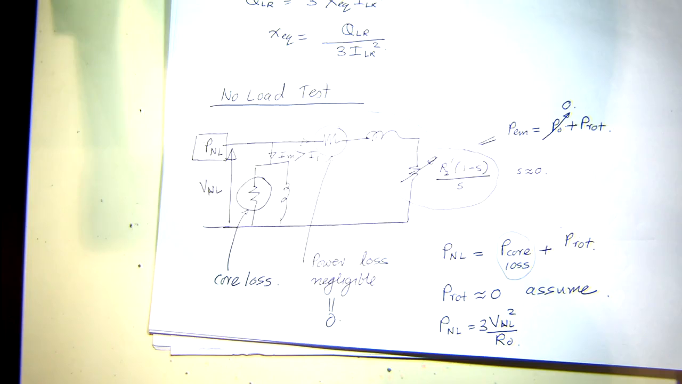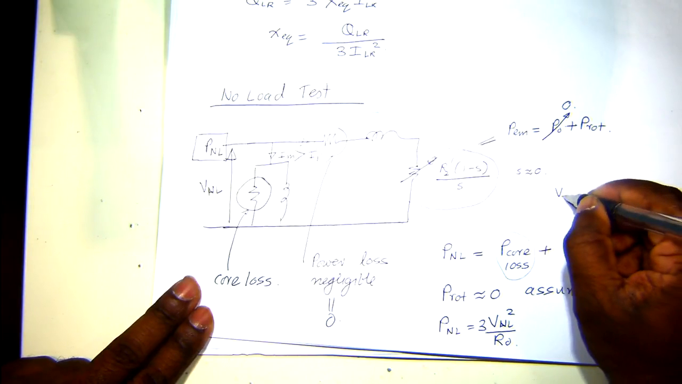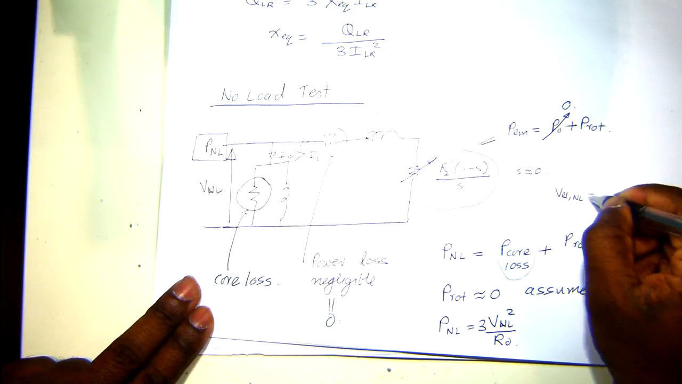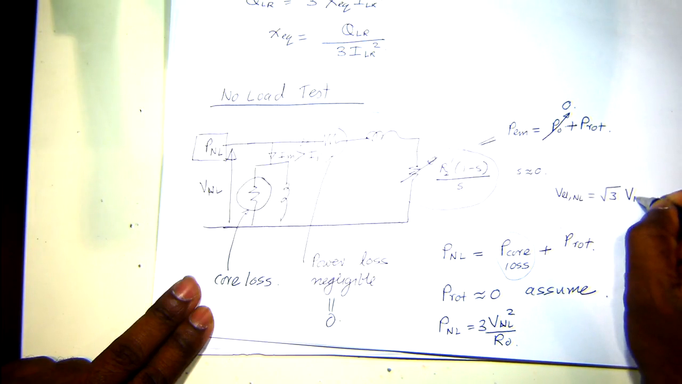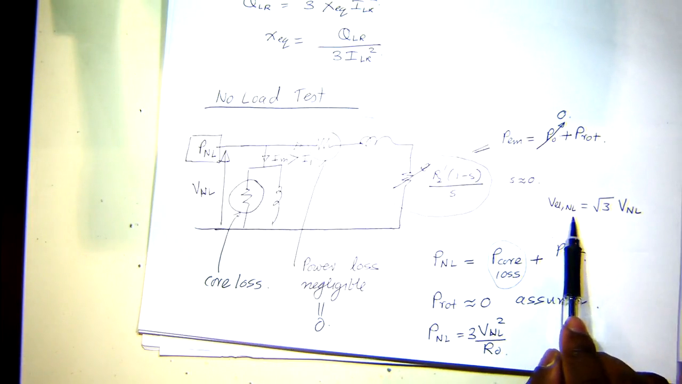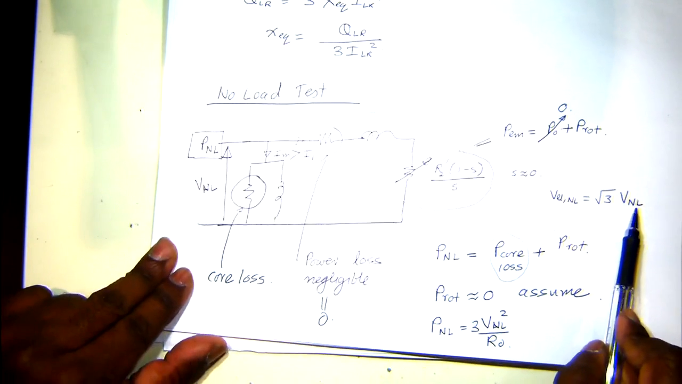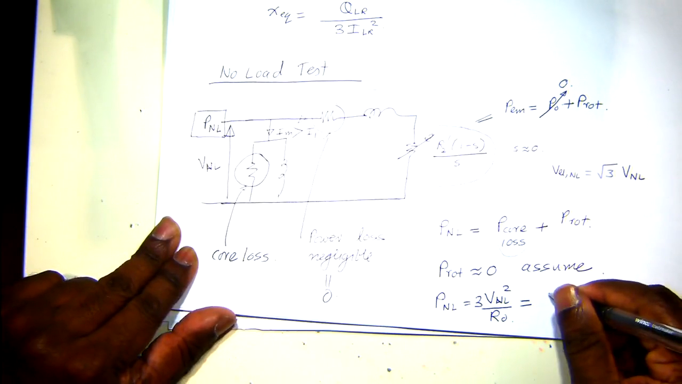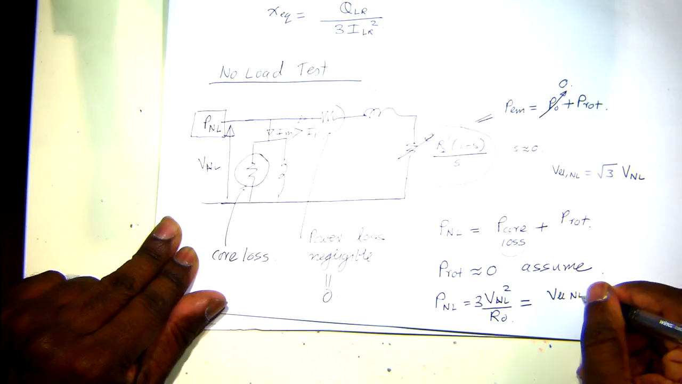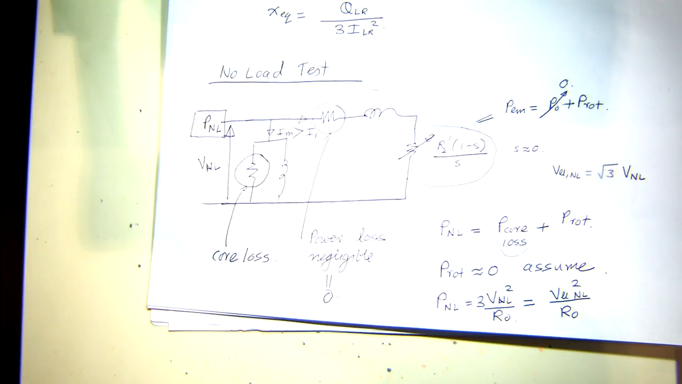In some instances, we can write this, if it's a star connected induction machine, this is the per phase voltage, and we can write the line to line no load voltage as root 3 times the per phase no load voltage, and then the line to line voltage squared will be 3 times the per phase voltage squared. So we can also write this as the line to line no load voltage squared over R naught. This will be the total power input.